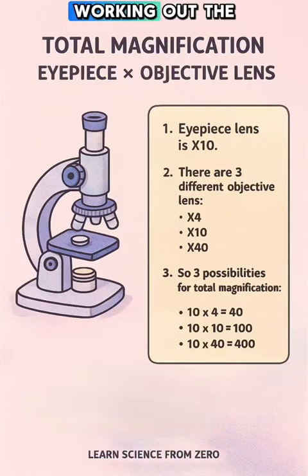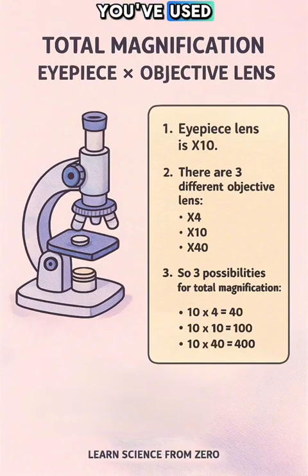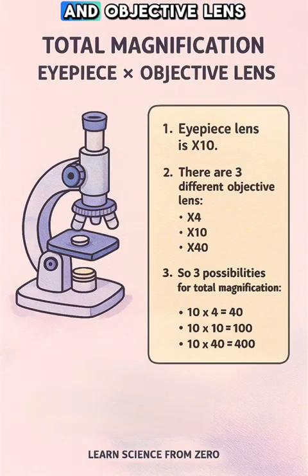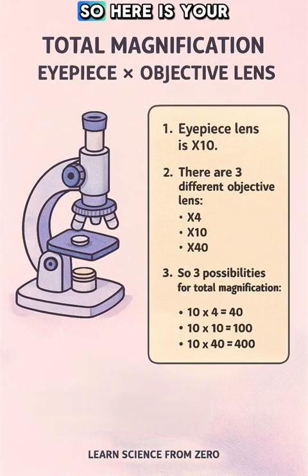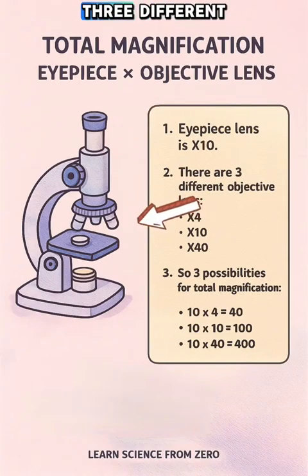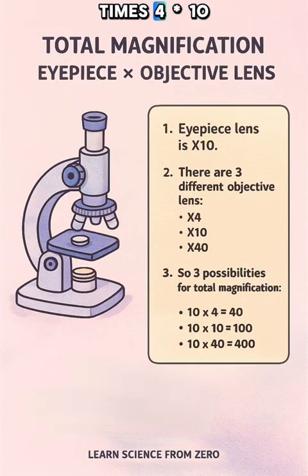Let's start off by working out the total magnification of the light microscope that you've used. To work out the total magnification, we multiply eyepiece lens and objective lens together. So, here is your eyepiece lens, and here are your 3 different objective lens, times 4, times 10, times 40. Eyepiece lens is usually times 10, so we can have 3 different possibilities of total magnification.